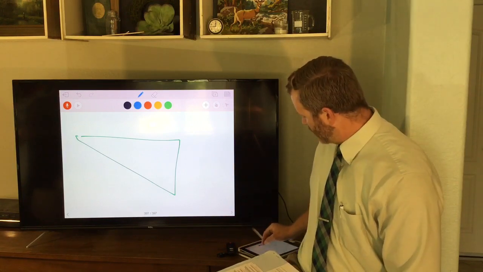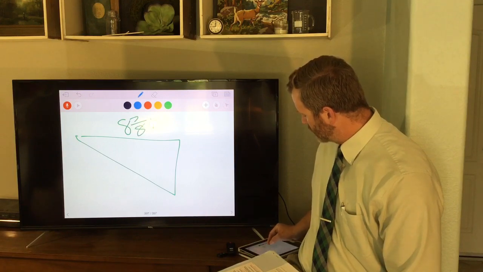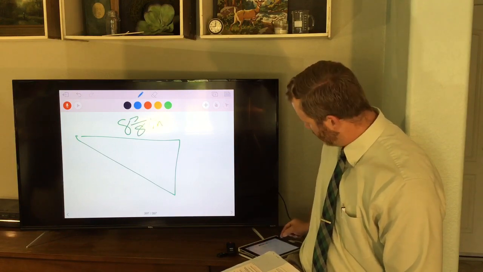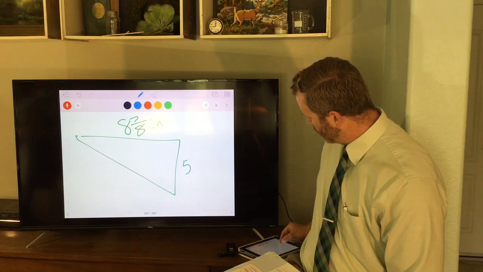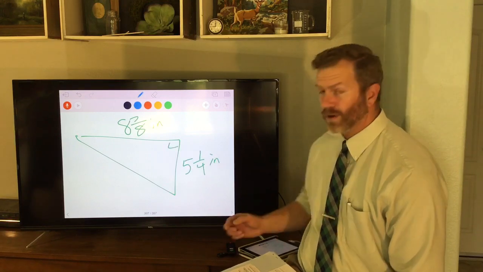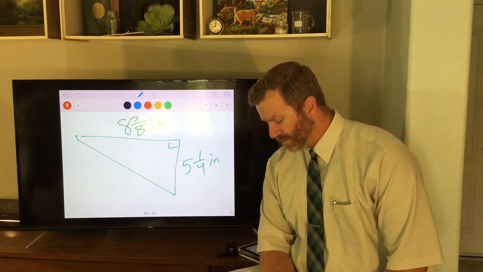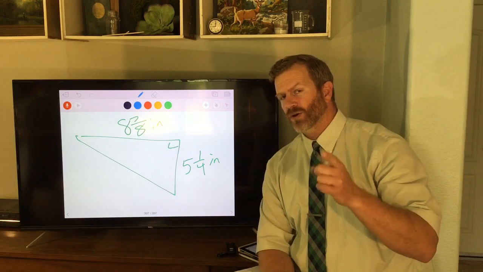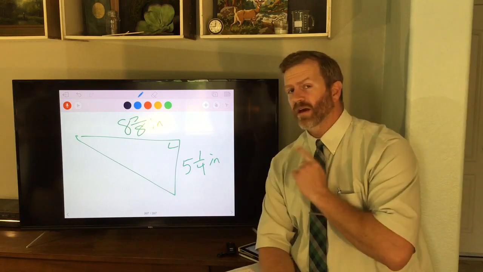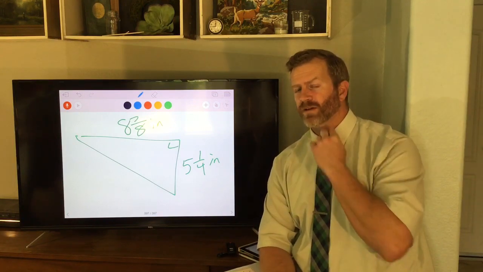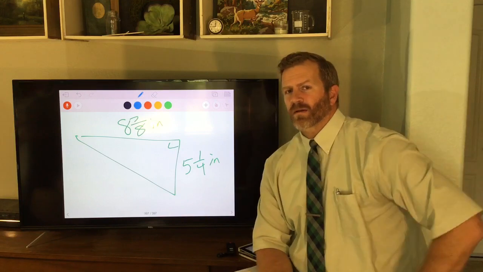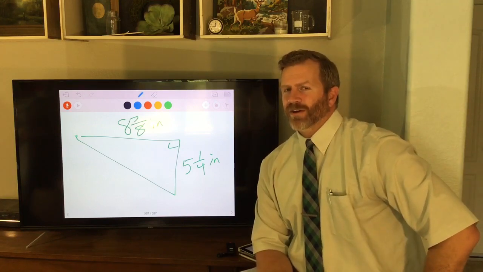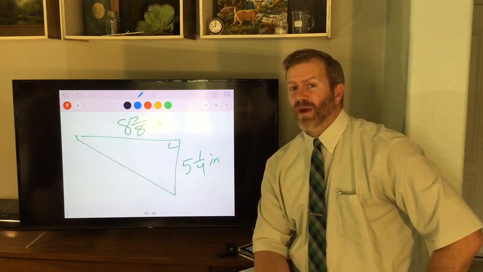Now, she has 8 7/8 inches by 5 1/4 inches. Now remember, we are talking about area. Who remembers how to find the area of a triangle? What do we got to do? You guys remember? There you go. Go ahead and yell a little louder. Yes, it's base times height.